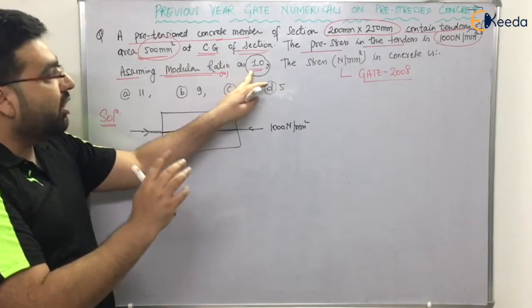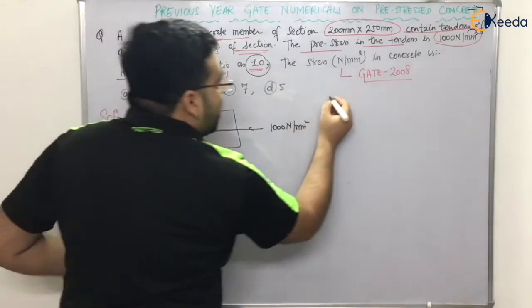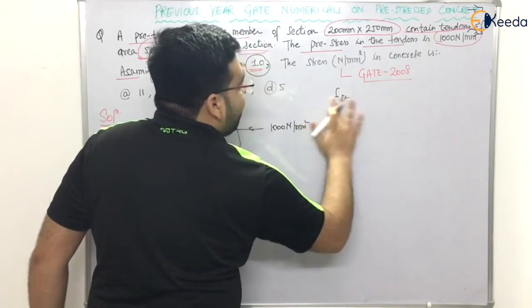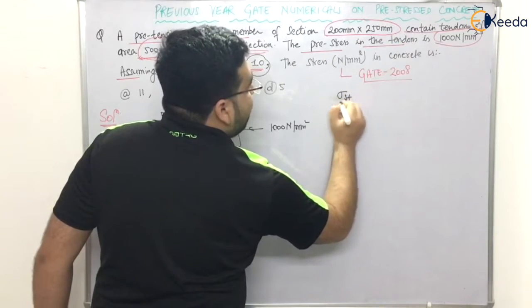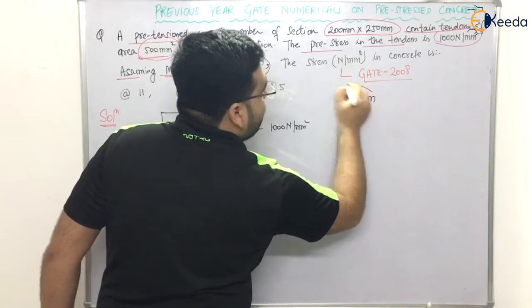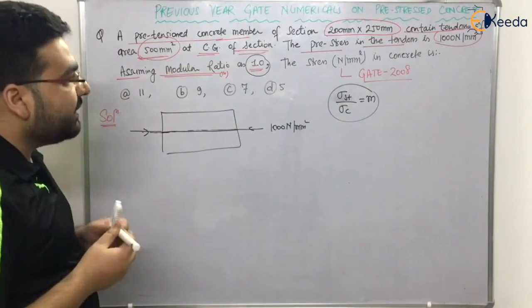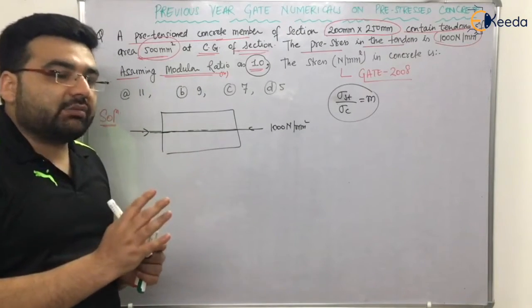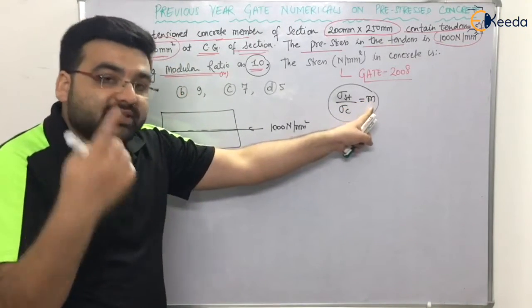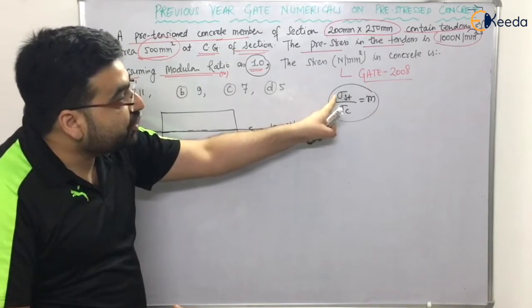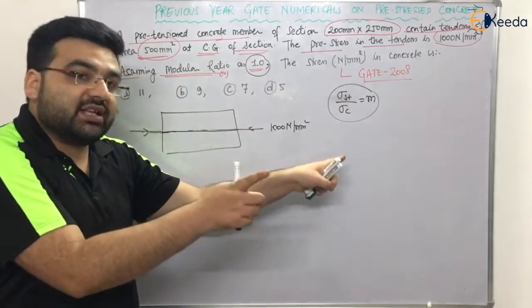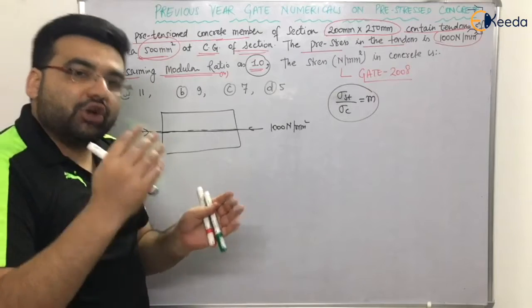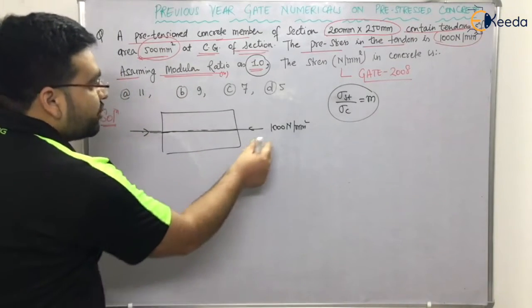Because nothing else is given, only modular ratio, and you know that modular ratio is sigma_st divided by sigma_c. So whatever data has been given in the question, if you have done a lot of practice, just by looking at the data you can determine that the use of modular ratio will be to calculate the stresses in steel, how much stress inside the steel has gone in the form of losses. Clear?